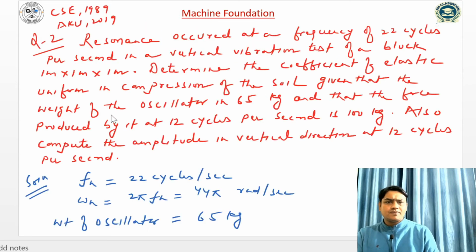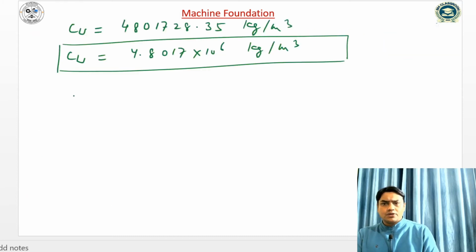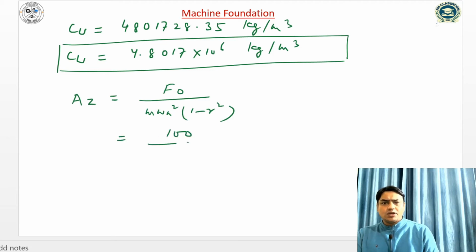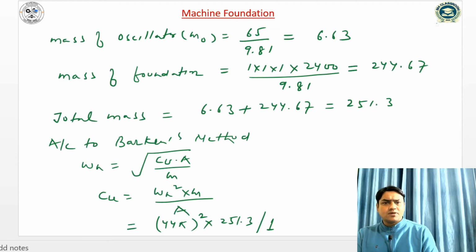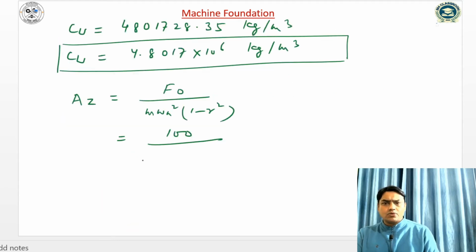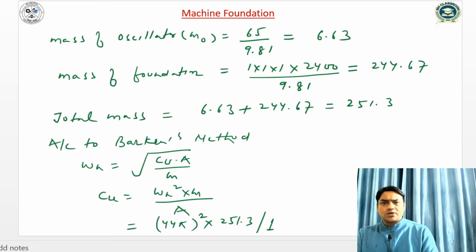Similarly, in the second part, we have to find the amplitude in the vertical direction. So Az is the amplitude, which can be computed as F naught divided by m omega n square into 1 minus r square. So F naught is 100 kg divided by total mass 251.3 into omega n, where omega n is 44 pi whole square, into 1 minus r square.